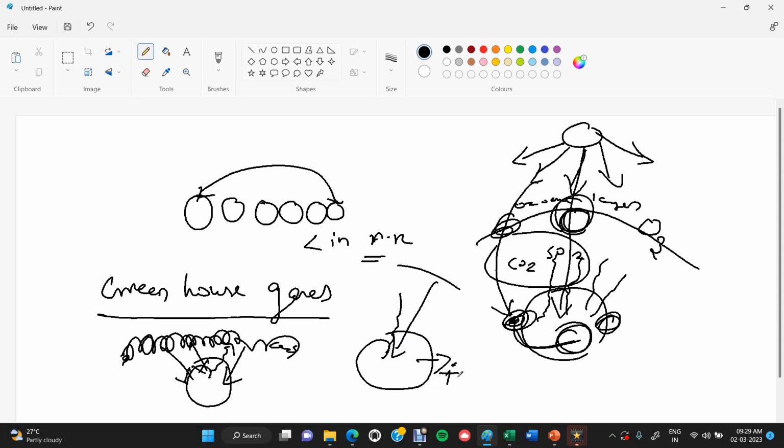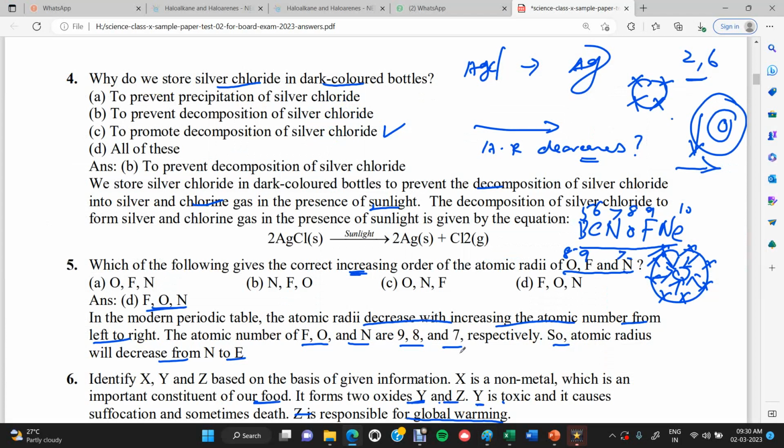The temperature increases, and temperature increasing means warming. That is called global warming. The globe has become warm. Because of this, pollutant gases do not allow the heat radiations to escape into space. This forms an umbrella-like structure that reflects the heat radiation back to the earth. That is why the earth warms up. That we call global warming. So Z is responsible for global warming.